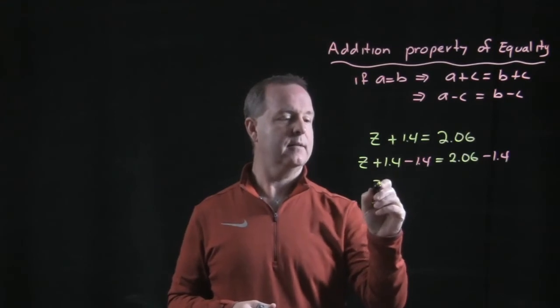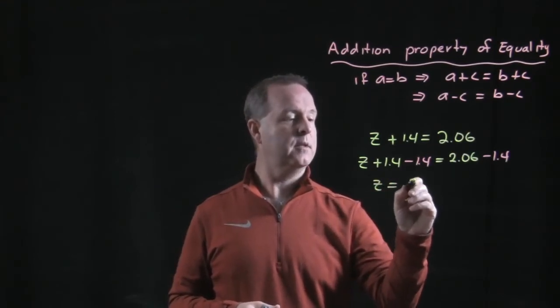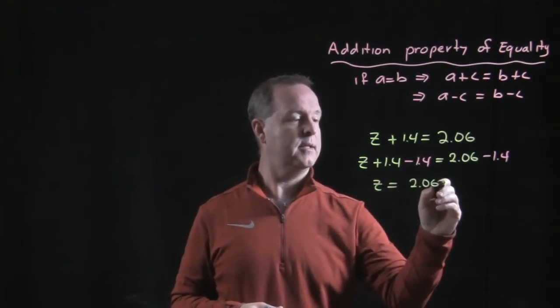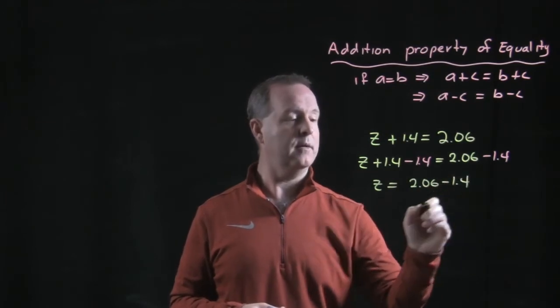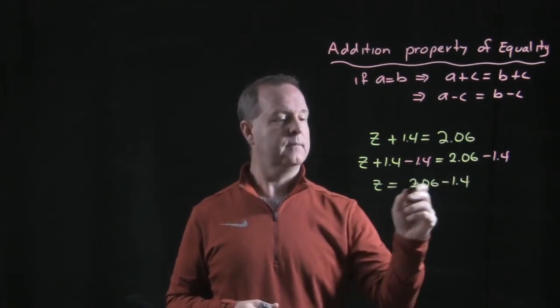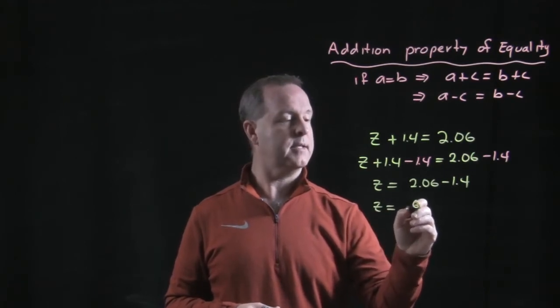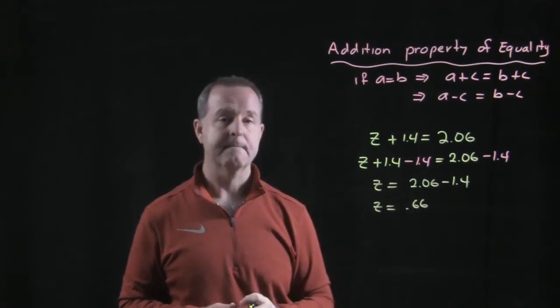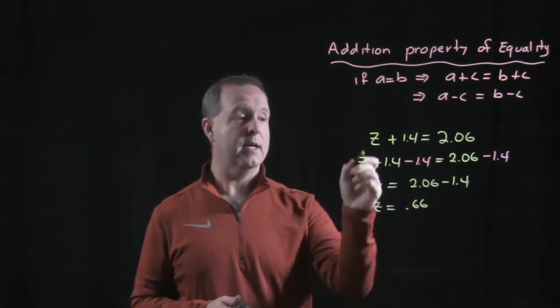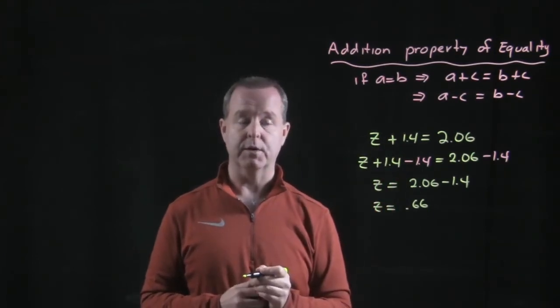Then as the process continues along, I have Z equals 2.06, take away 1.4. So Z equals 0.66. And there's my value that makes this original equation true.